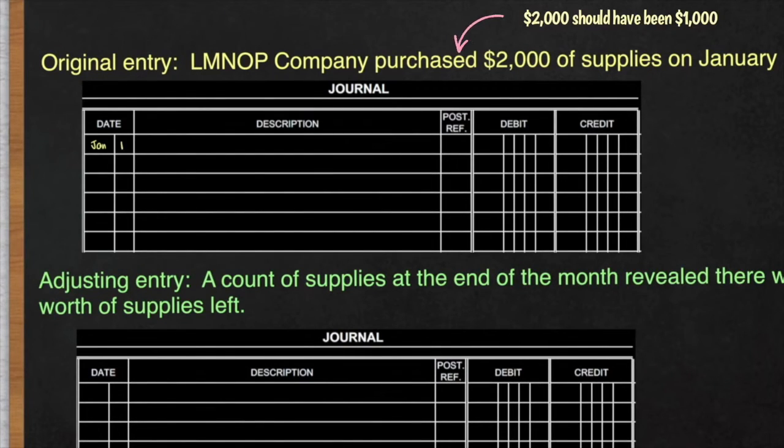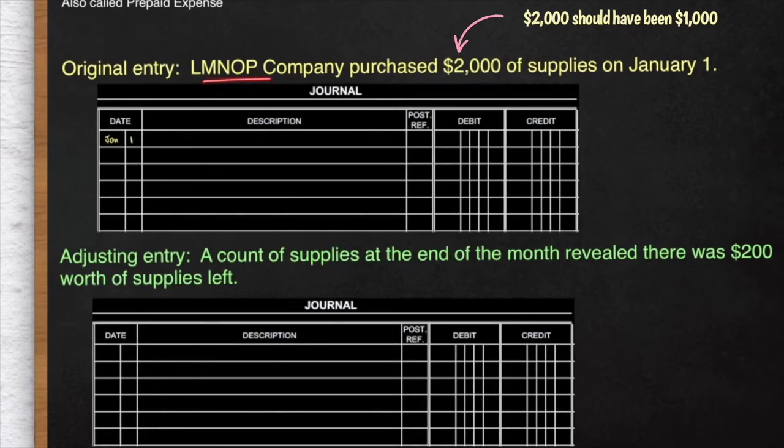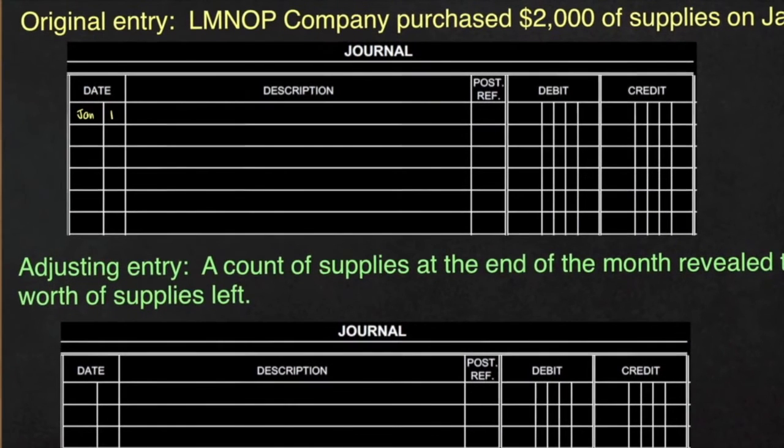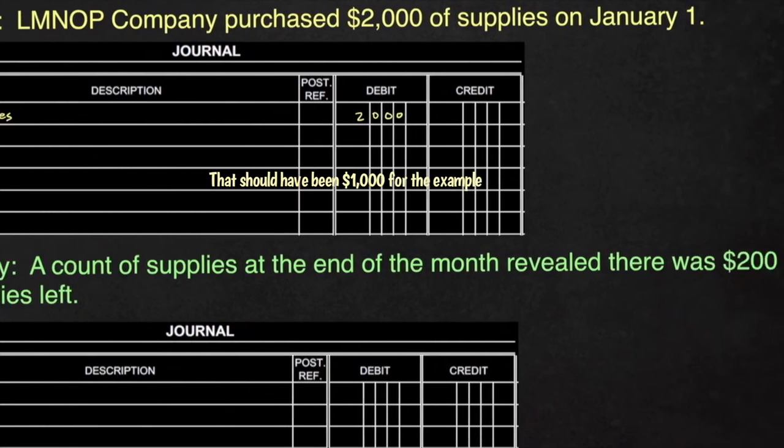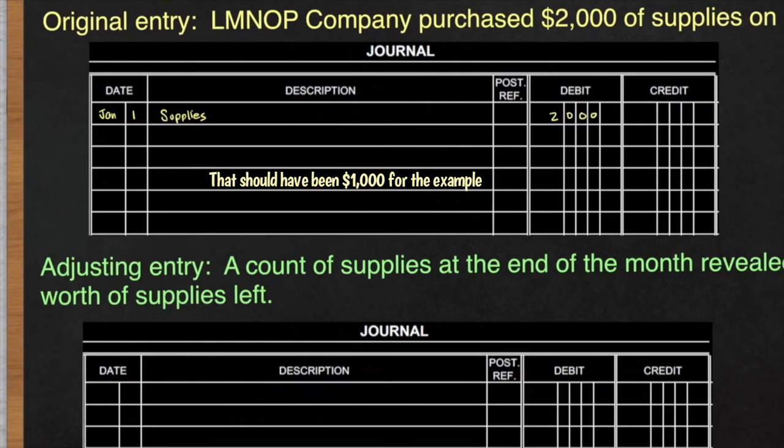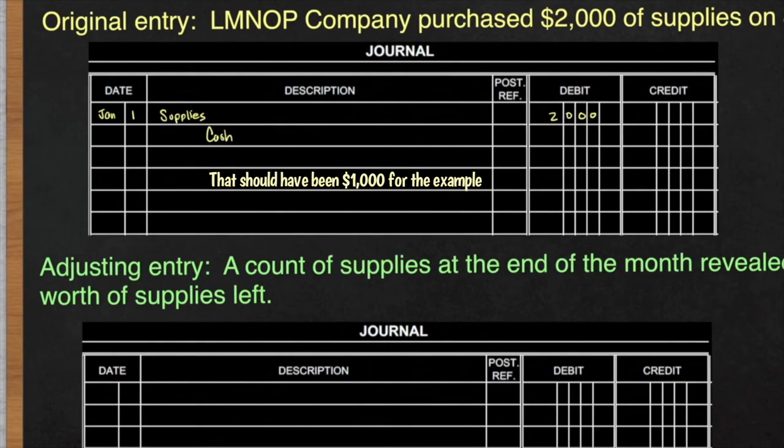So remember that deferrals have some sort of original entry that you have to adjust. In this case, LMNOP company purchased $2,000 of supplies on January 1st. So they purchased supplies on January 1st, which is the beginning of the month, the beginning of the accounting period. If they purchase supplies, you want to debit supplies because that asset is increasing. So that's worth $2,000. And we're going to pay cash for it.